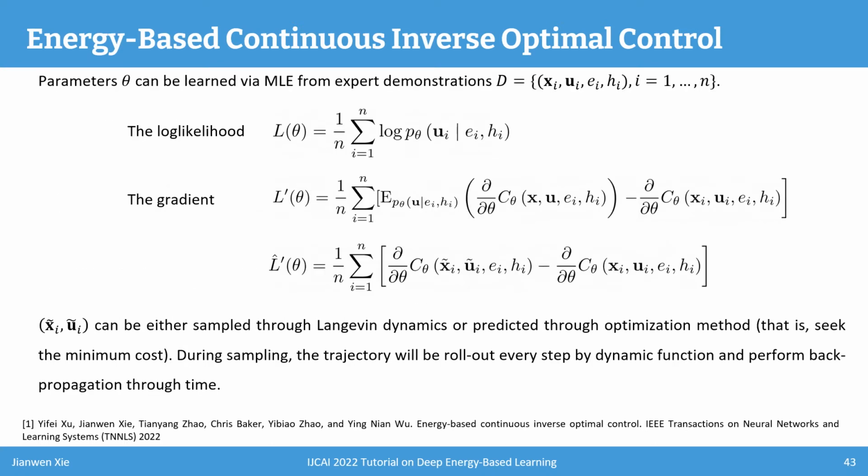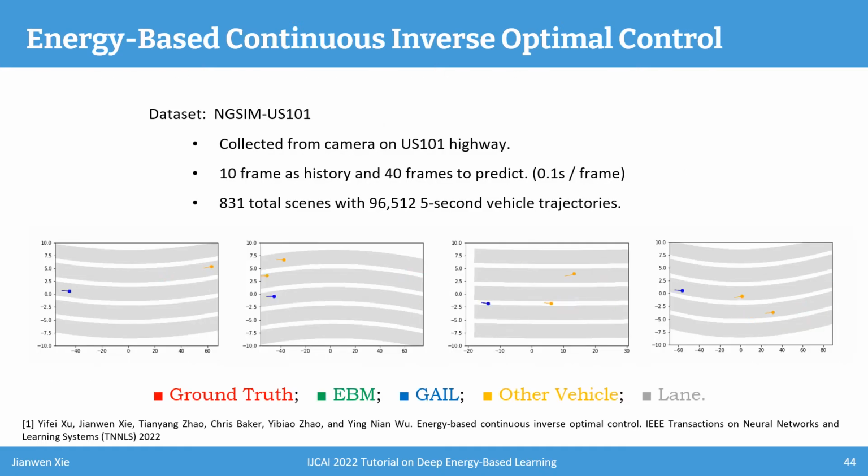The parameters of the cost function are trained by maximum likelihood by analysis by synthesis. For the synthesis step, the trajectory of x and u can be sampled by Langevin dynamics or predicted by an optimization method that directly minimizes the cost function. Once the cost function is learned, the trajectory prediction can be performed by Langevin sampling from the conditional distribution.